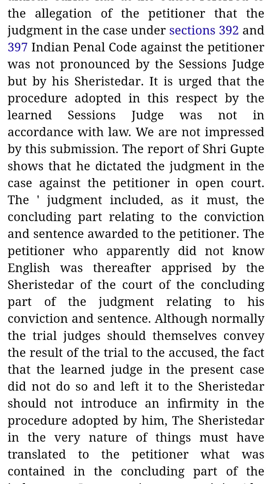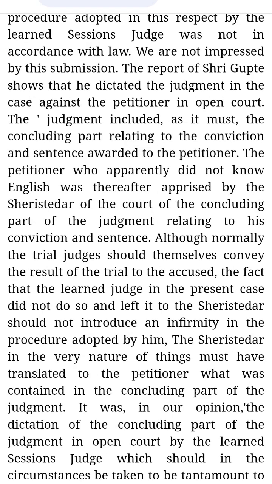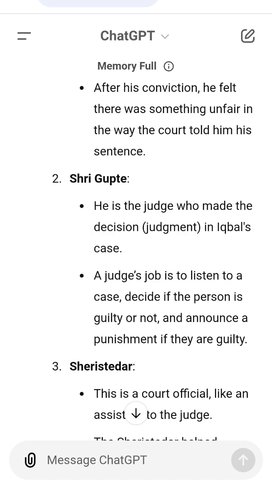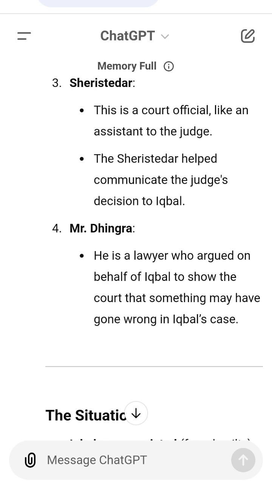Later, on February 19th, 1973, the written copy was finally given to the jail where Iqbal was held, and he received it. What did Iqbal do with the judgment? 4. Filing an appeal. Once Iqbal received the written judgment, he decided to file an appeal. An appeal is when someone asks a higher court to look at their case to see if there was any mistake in the original judgment. He filed this appeal on May 4th, 1973. However, the High Court rejected this appeal on September 13th, 1973.